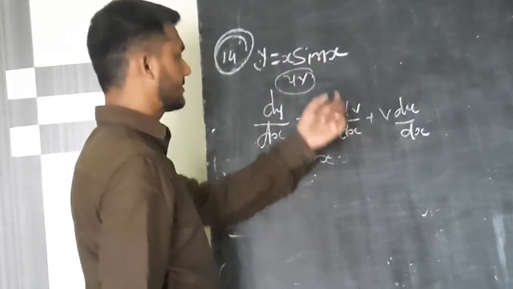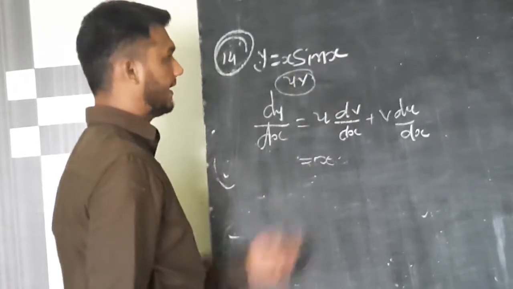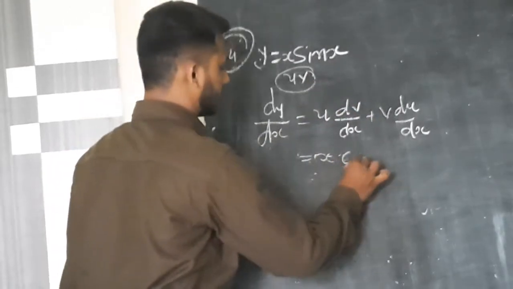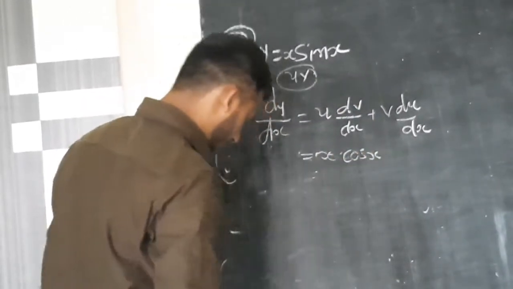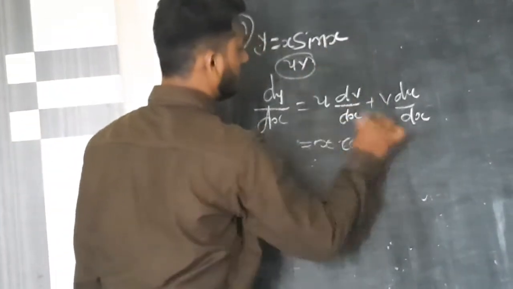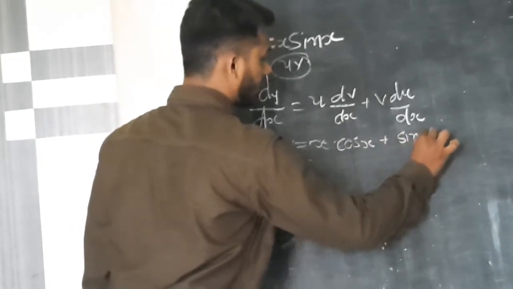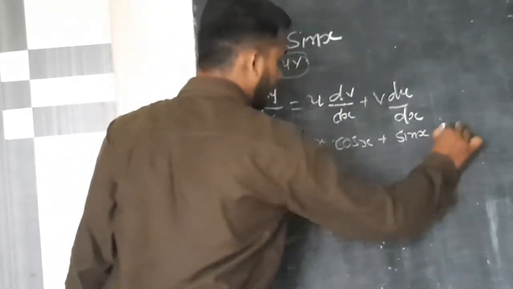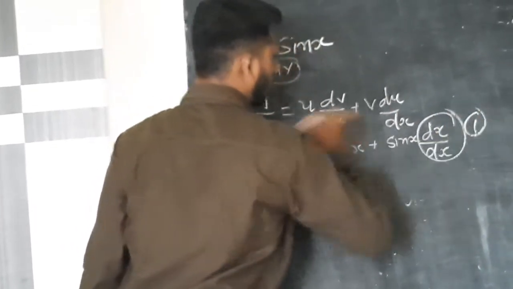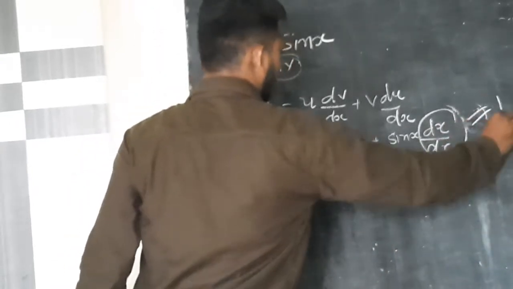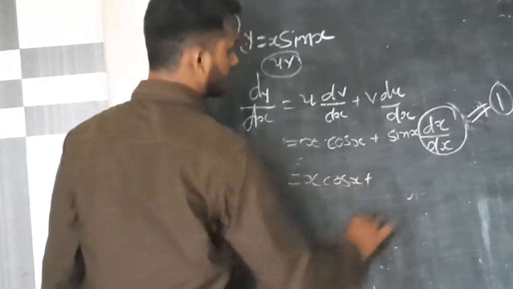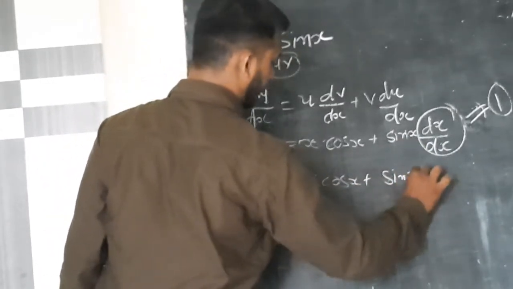When we differentiate dv by dx, meaning we are differentiating sin x, the derivative of sin x with respect to x will give cos x. Plus, now sin x will remain the same, and the value of dx upon dx will be 1. So we can write this equation again: x cos x plus sin x times 1.